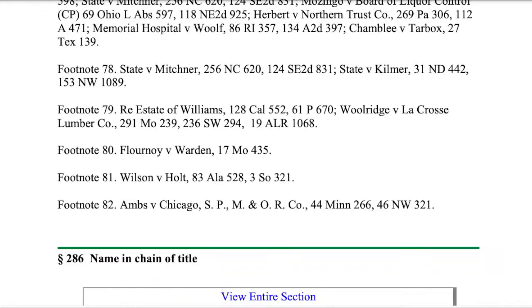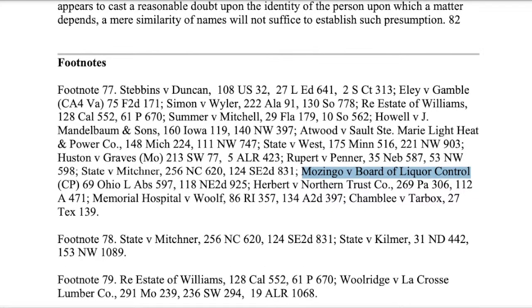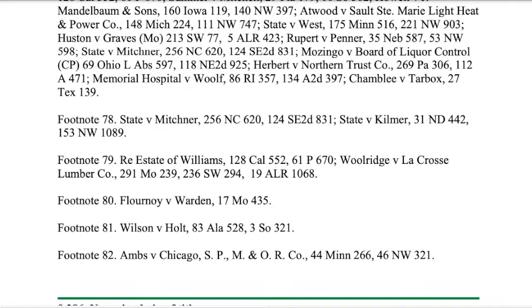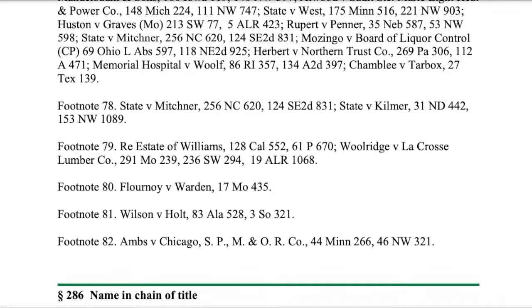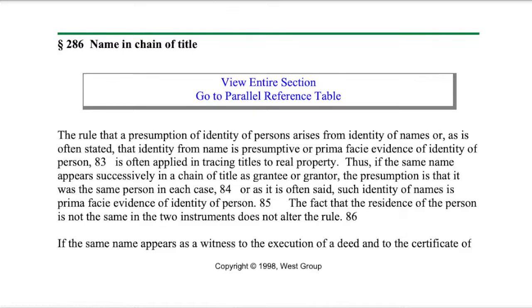And let's see here. This is interesting, the types of cases here for it. Of course, there's names, Rupert versus Penner, Zingo versus Board of Liquor Control. I sometimes wonder if some of these case precedents are selected because of the names. Some of these names, Eli versus Gamble, they're almost like puns in themselves. It's just way too frequent to be simple coincidence, I believe. But I digress. All right, before we go to section 286, let's jump over here to the chat.